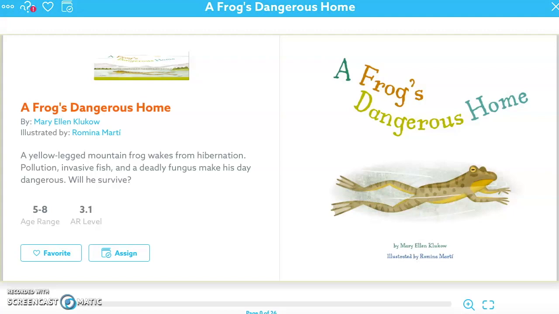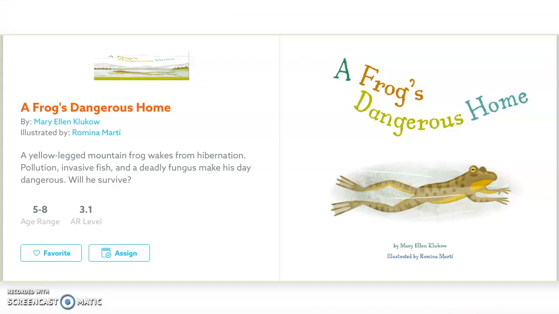Now this book is about a yellow-legged mountain frog who wakes up from hibernation. Pollen, invasive fish, and a deadly fungus make his day dangerous. Will he survive?